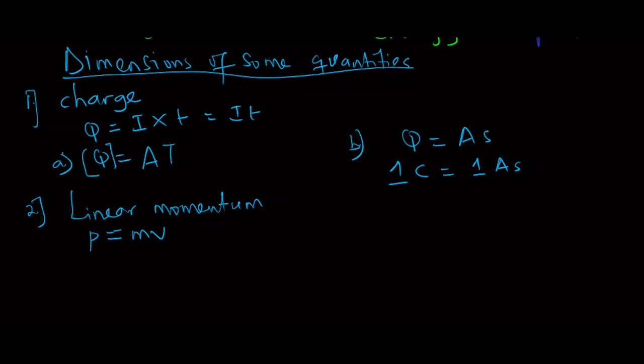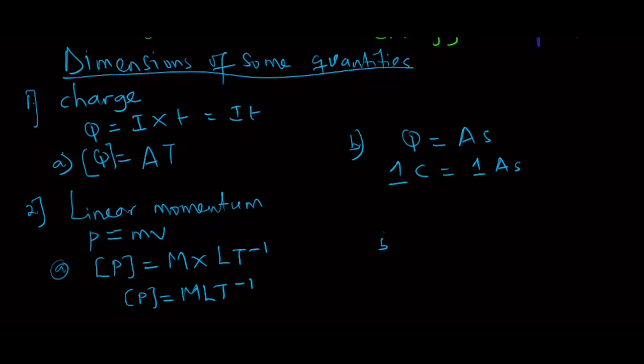Small letter p, because capital letter P represents pressure. So let's work out the dimension. The dimension of mass is capital letter M, multiplied by the dimension of velocity, which is LT^-1, and that's the dimension of momentum, giving us MLT^-1.